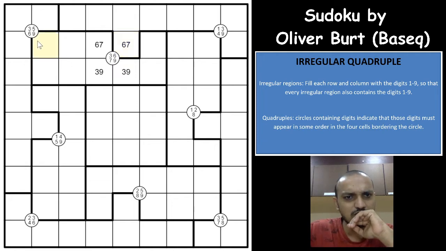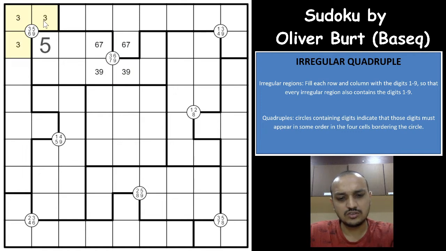This cell cannot have a 3 and 9. It cannot be 6, so it would have to be 5, right? 6 is pointing here towards this cell. 3 and 9 is in this region as well. So this would have to be 5. Which means that these 3 cells are 3, 6 and 9.